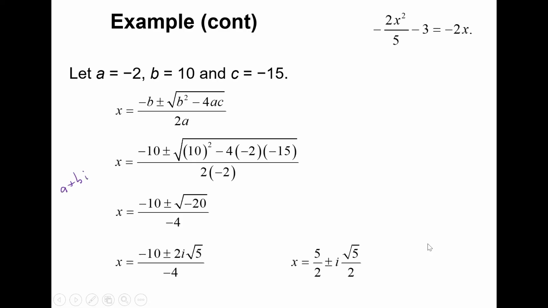All right, so that's kind of a key. Sometimes they're going to say leaving it like this is fine. Sometimes they'll want it 5/2 plus i square root of 5 over 2 and 5/2 minus i square root of 5 over 2. So this is good. Sometimes they want it as two pieces. So you just have to pay attention to what they want.